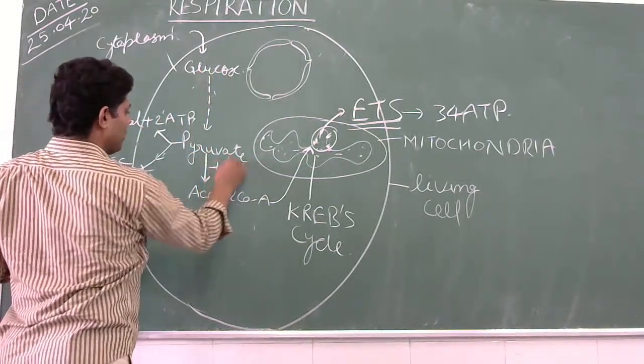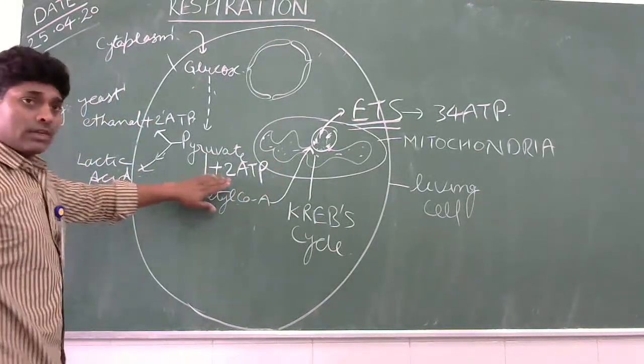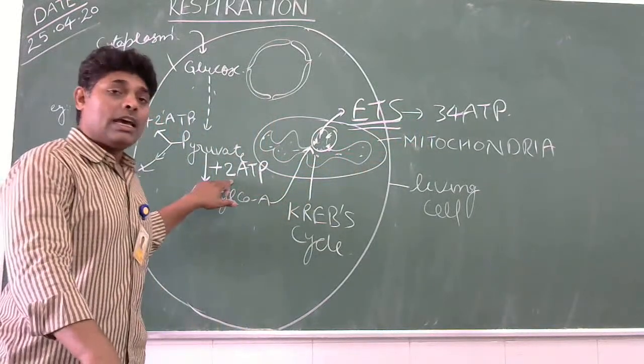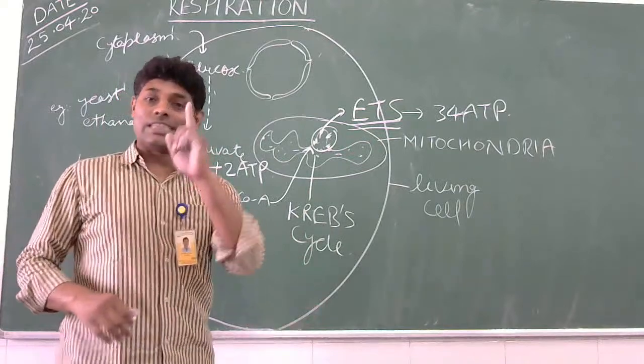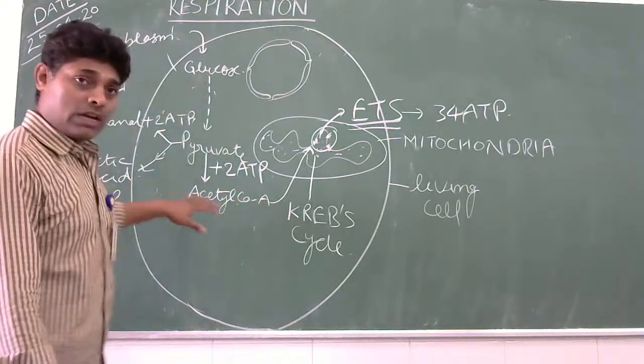Up to glucose to pyruvate, it makes pyruvate plus 2 ATP. Right? So 34 ATP plus 2 ATP, approximately 36 ATP we will get from a single molecule of glucose. Once again, I would like to rewind it.